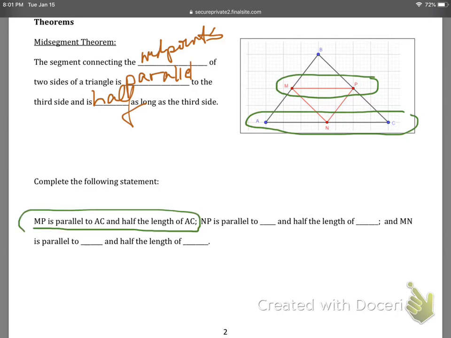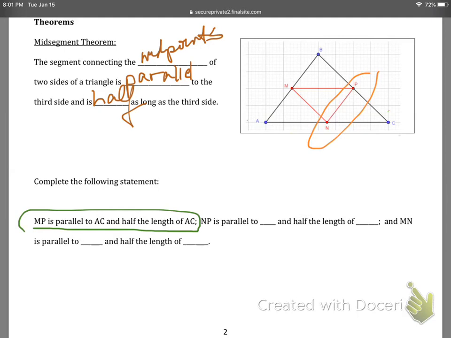So I think I'm going to erase this so that we have a clean figure to work with. And what this is saying to us is NP, so where's NP? Right here, that's a mid-segment, is parallel to, okay, where do you think it's parallel to? Okay, you should be saying AB. So it's parallel to AB, and it's also half the length of AB. So, for example, if you knew that this was 12, then you would know automatically that that is 6.